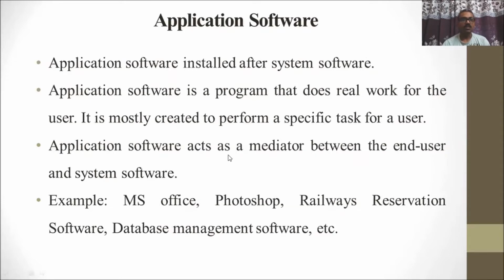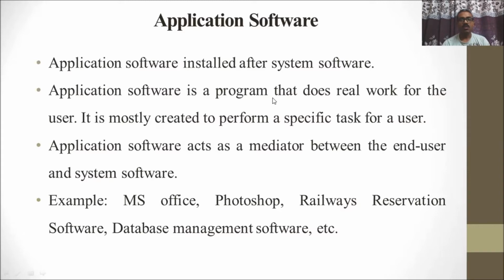Application software. Application software is installed after system software. So the application software cannot be installed directly on the hardware. For example, the operating system is not installed in the hardware. So how can we install MS Office or Photoshop software on the computer? It's not possible.